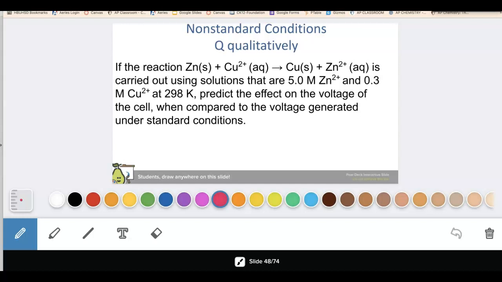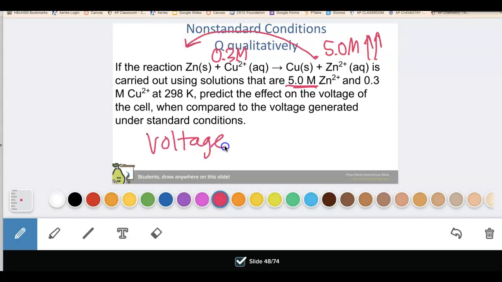So look at the same exact cell, the zinc copper cell. It's a pretty popular cell to work with for electrochemistry. So they tell you the zinc ion is 5 molar, which is not standard, right? Standard is 1 molar. And the copper ion is 0.3 molar, which is also not standard because standard is 1 molar. So too much concentration of product will cause the reaction to want to go backwards, right? So what's going to happen to the voltage compared to its normal voltage or its standard voltage? If we're working backwards, the voltage is going to drop a little bit. So the voltage would be slightly lower than predicted.